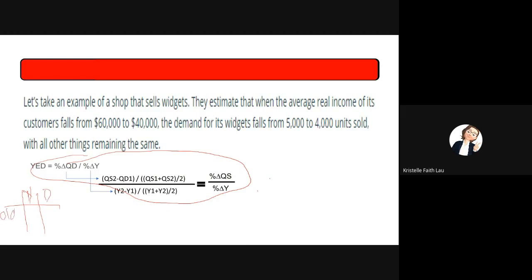So old and new. For the income, for the old income we have 60K. Then for the new is 40K. Then for the demand, the old is 5,000 and the new is 4,000. So now let's start solving the problem.